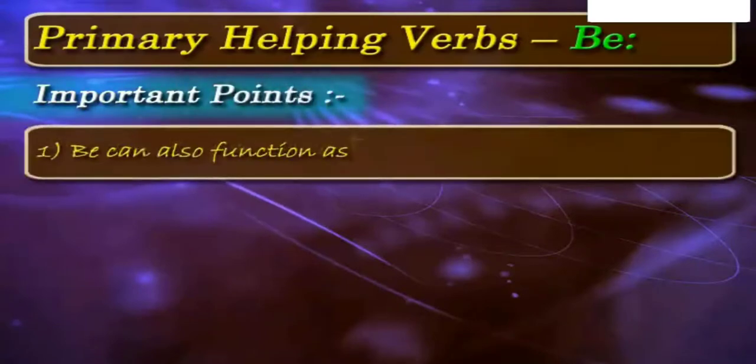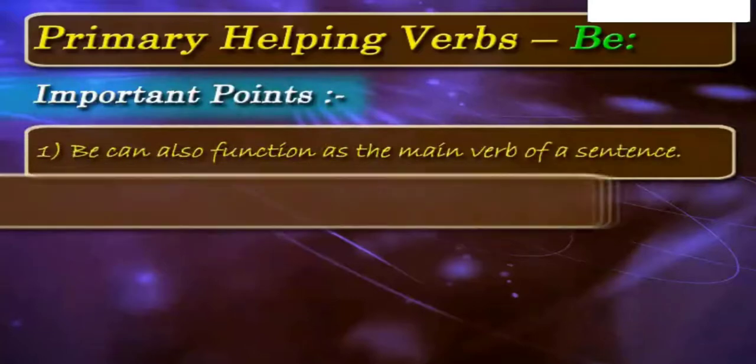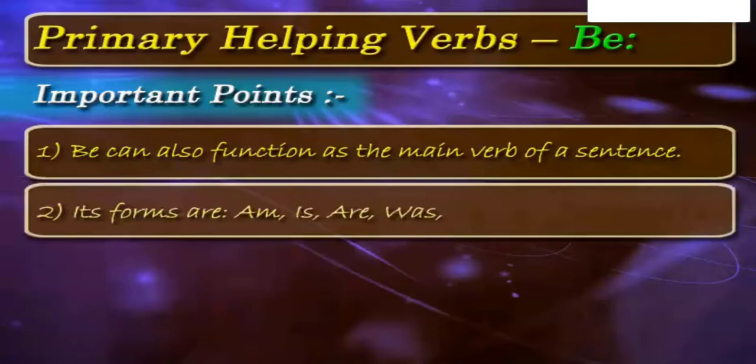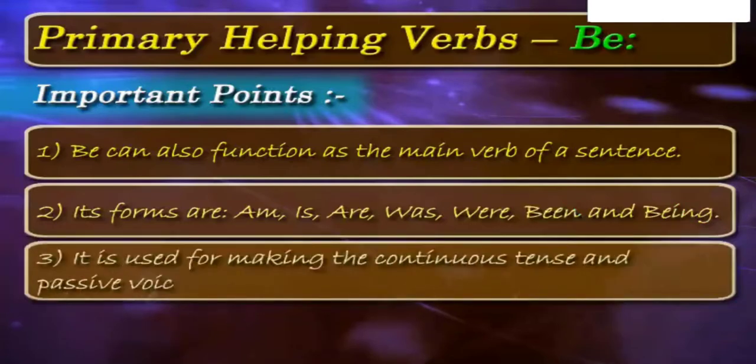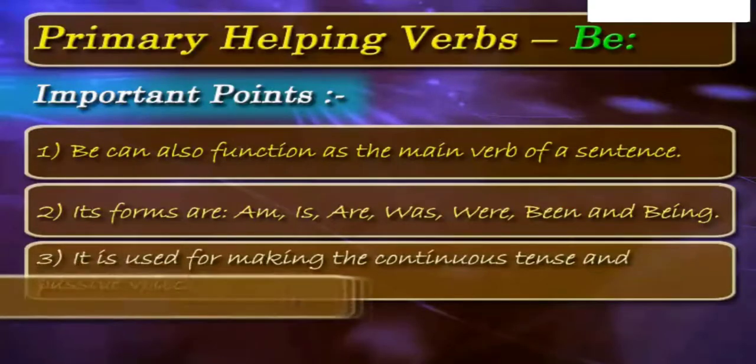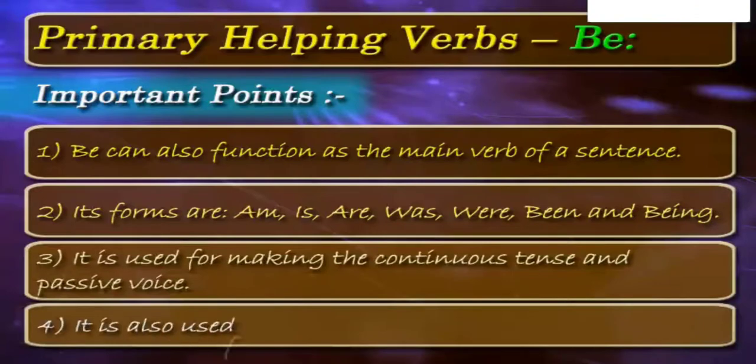1. It can function as a main verb of the sentence. 2. It can be used in different forms: am, is, are, was, were, been, and being. 3. It is used for making the continuous tense and passive voice. 4. It is also used for making questions and negatives.